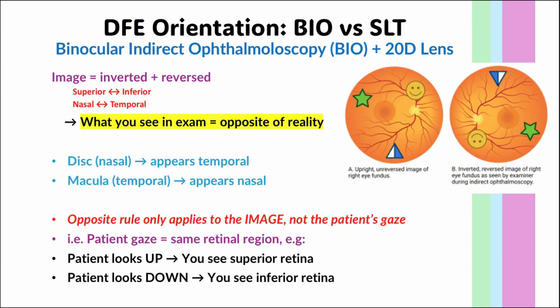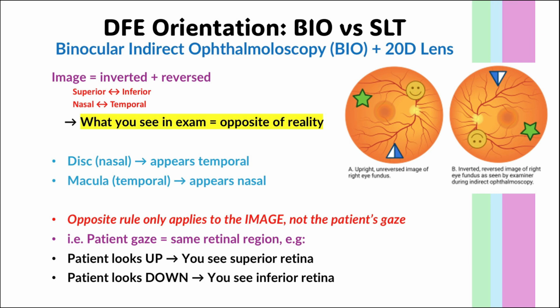The core principle here is very simple. Everything is opposite. What do I mean by that? I mean that the image is inverted, so up becomes down, and it's also reversed, so nasal becomes temporal. So whatever you see is actually the opposite of where it really is. For example, if you see a lesion inferotemporally, its true location is superior-nasally. Even the disc and macula are flipped. The disc is nasal in reality, but it appears temporal, and the macula is temporal, but it appears nasal.